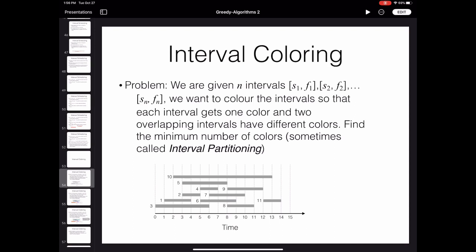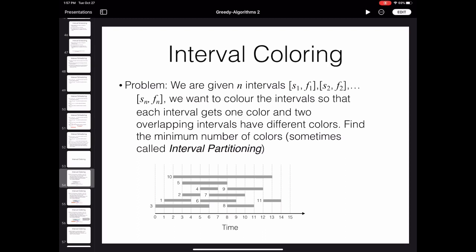You have n different activities or jobs, each of which has some specific interval, needs to be done at some specific time. And we want to color all of these intervals, all of these activities, so that if there are two intervals which are incompatible, which have a conflict, they have two different colors.